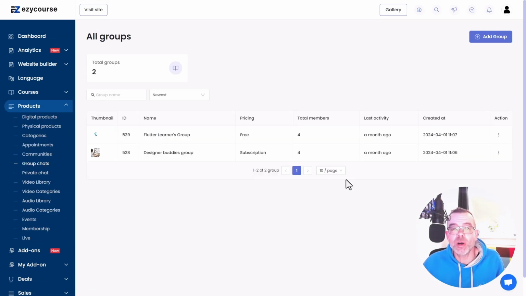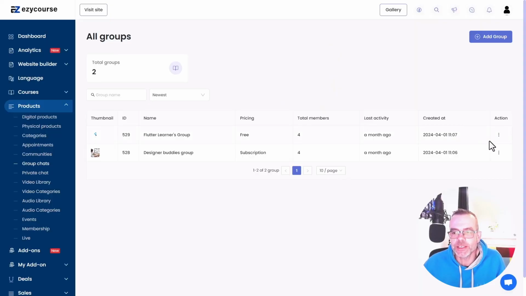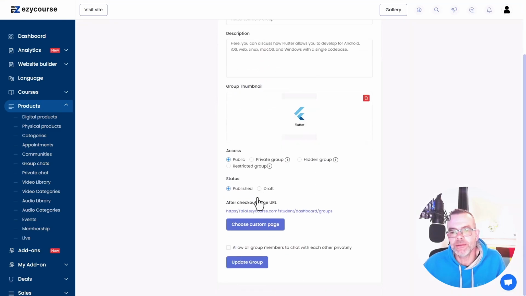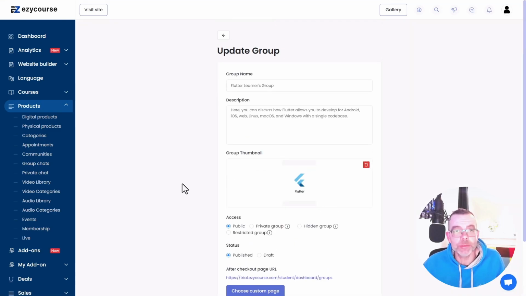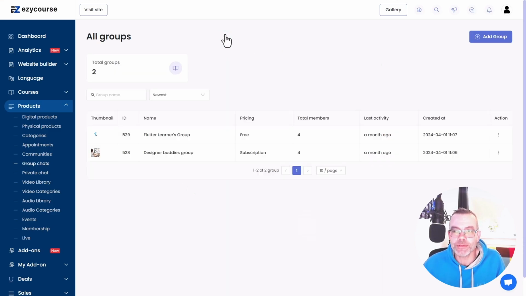Group chats are a little bit like something you would have on other social media platforms where you've got a group of people together with the ability to chat to each other. Very easy to set these up, and just some limited information. And you can give group chats away for free. Of course, you can sell them, so there's some extra revenue there.